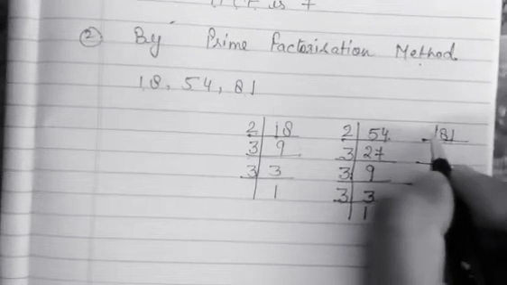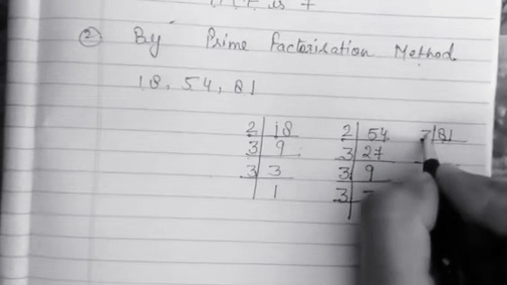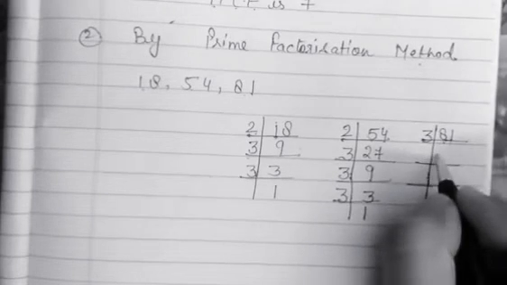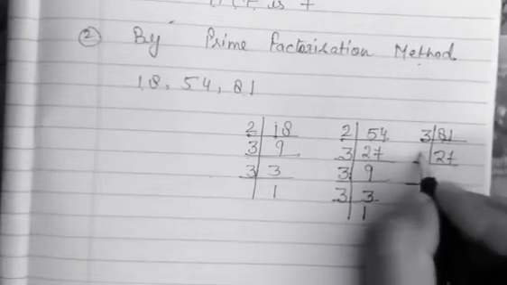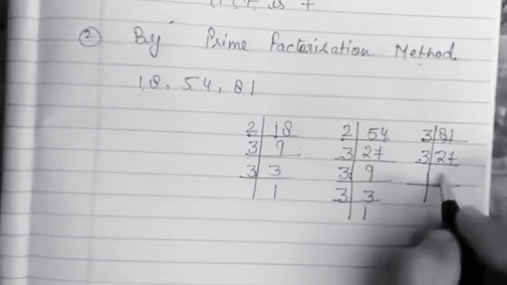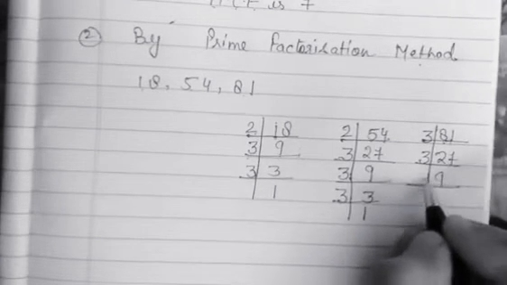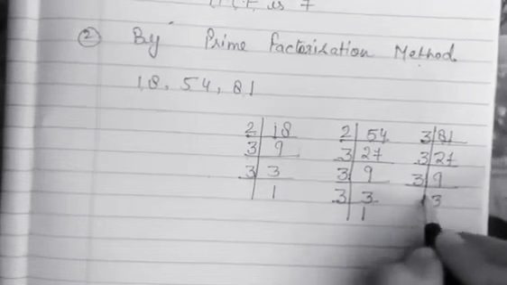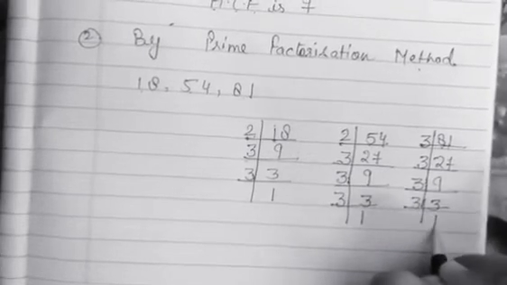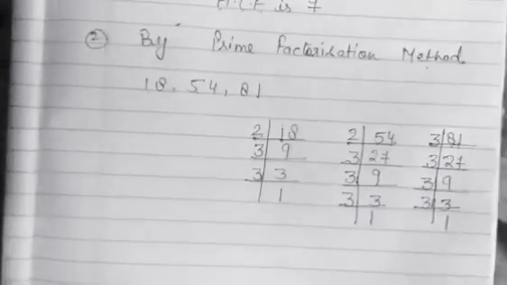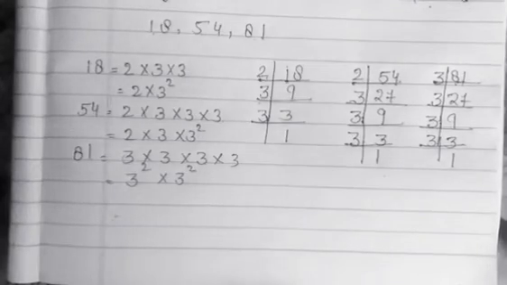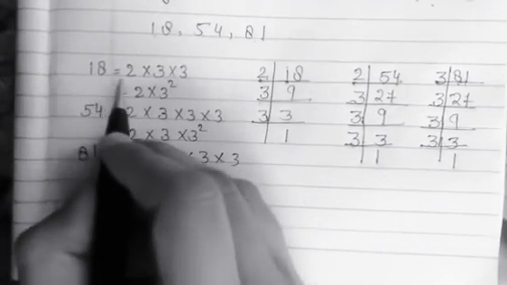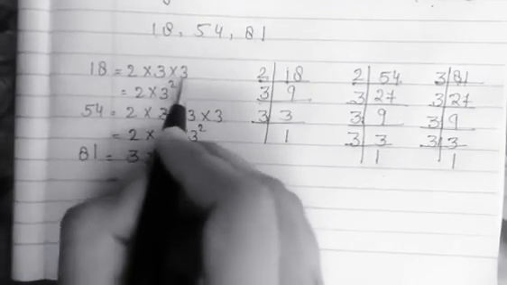Now 81 is divisible by the smallest number, which is 3, giving 27. You know that 3 nines are 27. Now 27 divided by 3 is 9, then 9 divided by 3 is 3, and 3 ones are 3. So the factors of 18 are 2, 3, 3.